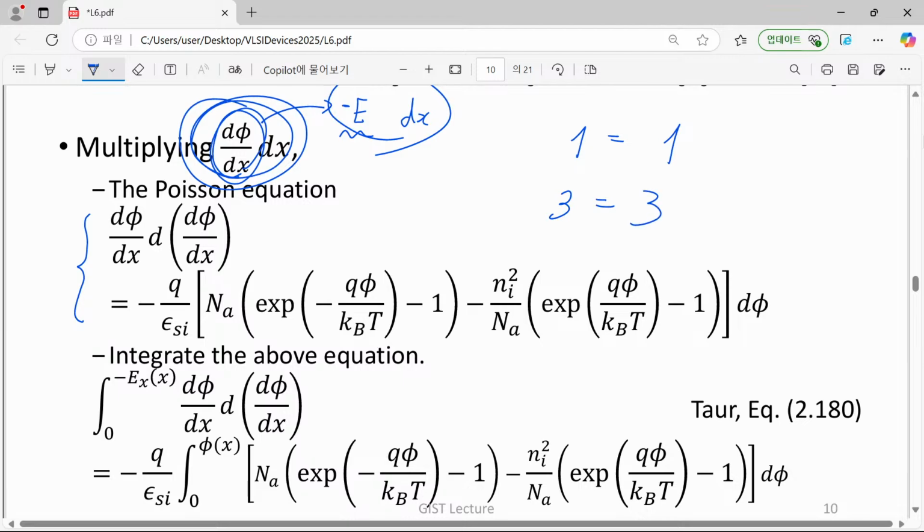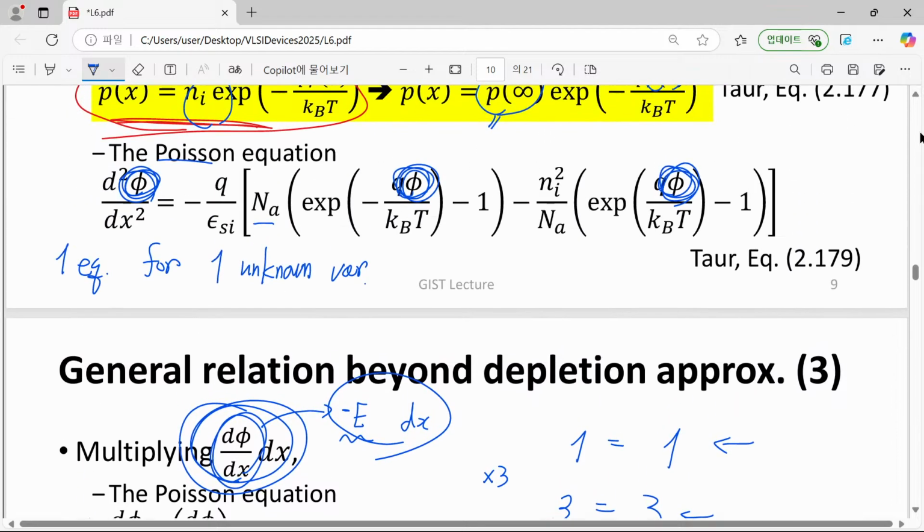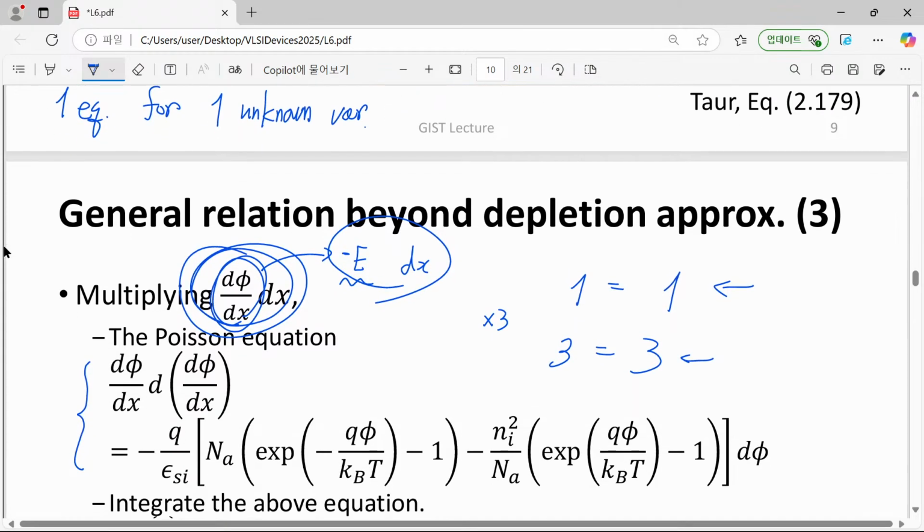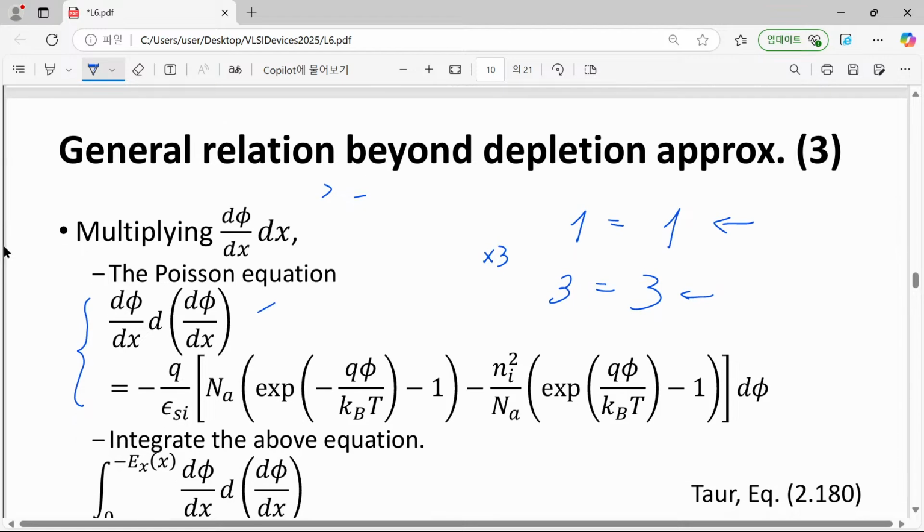Quite similarly, this is your original Poisson equation, and you multiply 3, so this is your multiplied Poisson equation. So let's come back. This is your original Poisson equation, and you just multiply the same factor, electric field times dx, to the left hand side and right hand side of your Poisson equation.